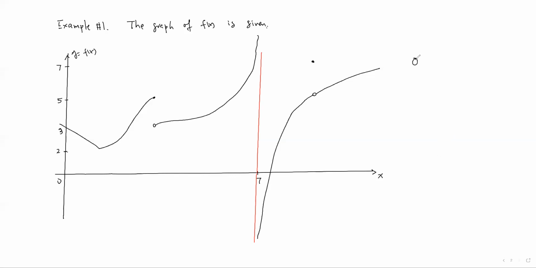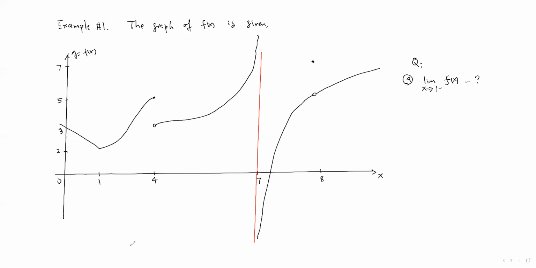Now, questions. A. Find the limit as x approaches 1 from the left hand side. This notation 1 minus means x approaches 1 from the left hand side. Okay, what is this? Let me see. Suppose 1 is here. This point is 4, and this is 7, and this is 8.